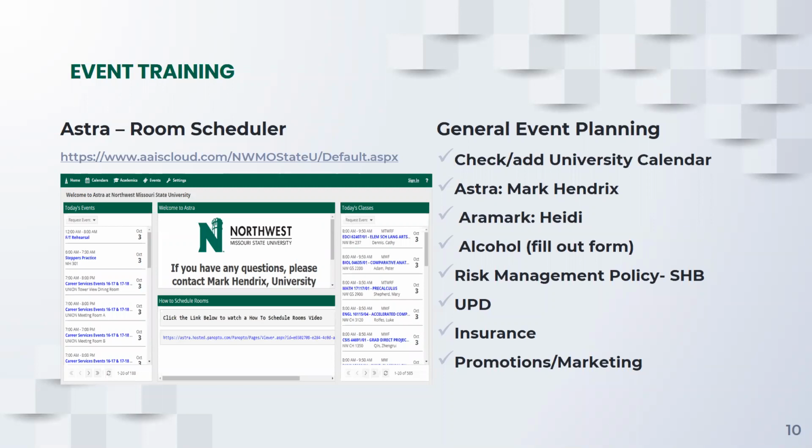UPD is a great resource for student organizations when they're hosting events, and if they're hosting an alcoholic event, UPD must be included. They will serve as security for that event. Depending on the nature of your event, UPD may choose to also be there voluntarily to serve as security, again, in those high-risk situations or high-risk events.